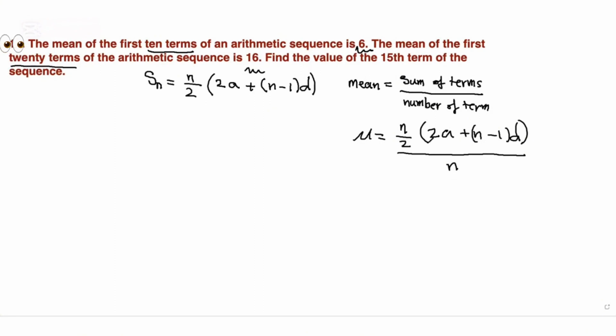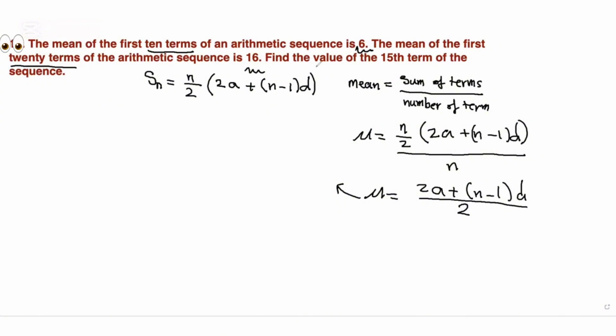Now we can simplify this equation. As you see, there's an n on top and an n on the bottom, so I can cancel these two n's. Then my equation will be mean equals 2a plus n minus 1 in brackets d, all over 2. Now we can use this equation to solve the problem we have right here.